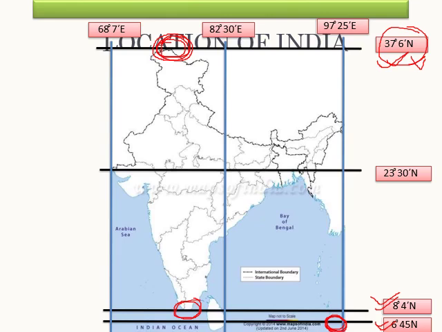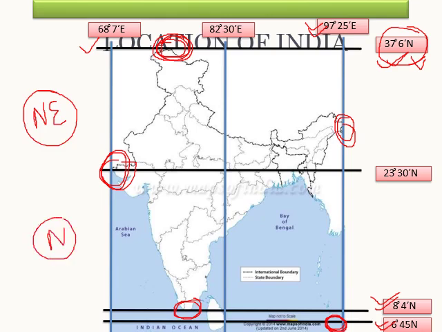Now the east to west extent. This is our Gujarat. The westernmost extent in Gujarat is 68 degree 7 minutes east, and the easternmost extent in Arunachal Pradesh is 97 degree 25 minutes east. So with all this extent, we can clearly see that India is located in the northeastern hemisphere. When we talk about north and south, India is located in the northern hemisphere, and when we talk about east and west, India is located in the eastern hemisphere. So clearly India is located in the northeastern hemisphere.